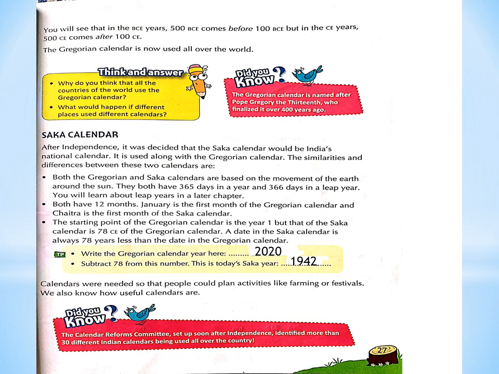Okay, this is just for your knowledge. One more "Did you know?" part is there which we have missed. Let us see what is written there on page number 27. The Gregorian calendar is named after whom? Pope Gregory the 13th, who finalized it over 400 years ago. And that's all about this small chapter, so it will be very easy for you to learn the chapter.